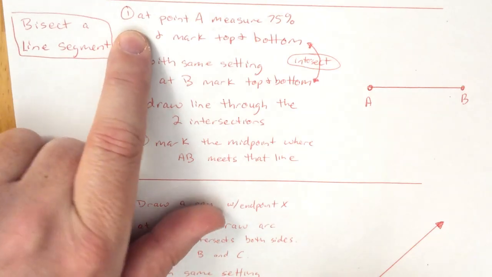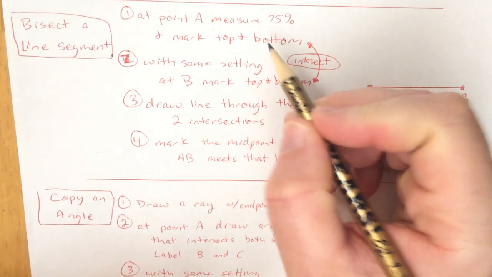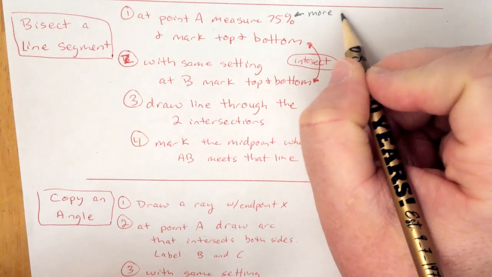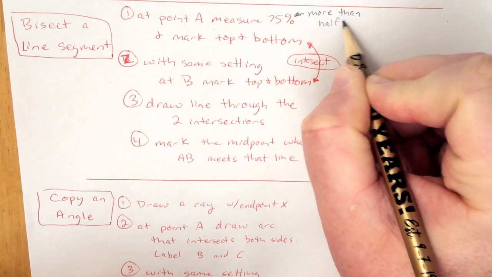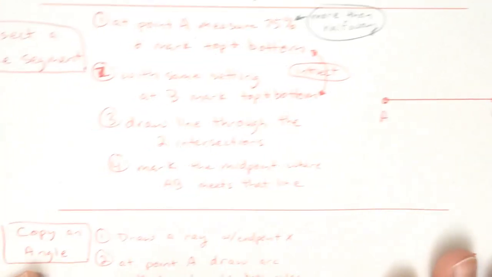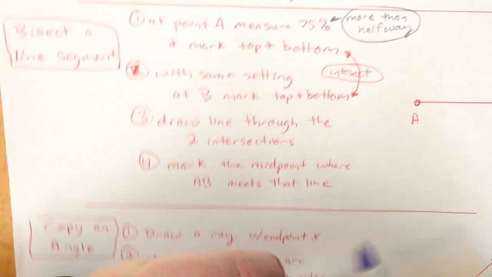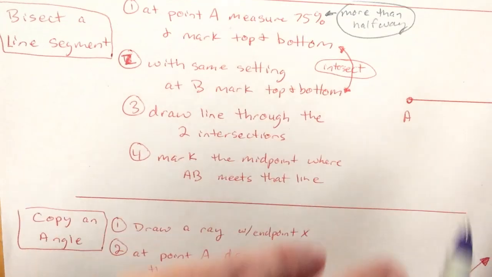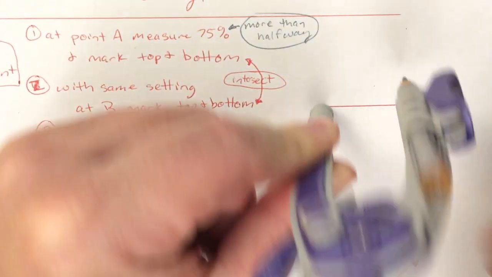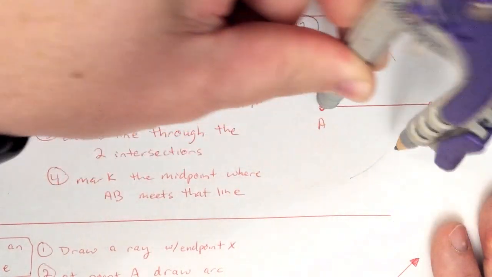All right, step one, at point A, so we have A to B. At point A, we're going to measure more than halfway, which is the phrase they use. Zoom in a little bit. This is for bisecting a line segment. More than halfway, so right about here. Right about there. And we are going to mark at the top and the bottom. We're going to mark the top, and we're going to mark the bottom. Like that.